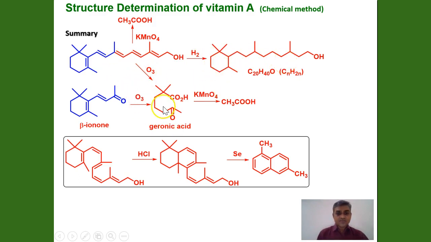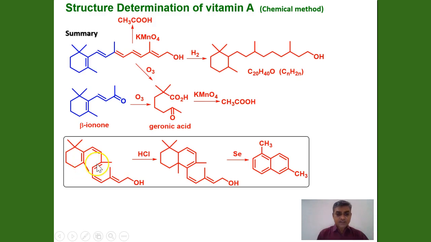Then its oxidation gives us geronic acid. Beta ionone also gives us geronic acid. Then its oxidation with KMnO4 is the experiment where some explanation is required. Under acidic conditions, some carbocation will be formed. This carbocation will be formed on this carbon-carbon double bond. It will form on this side.